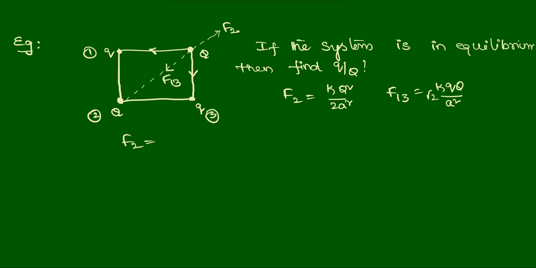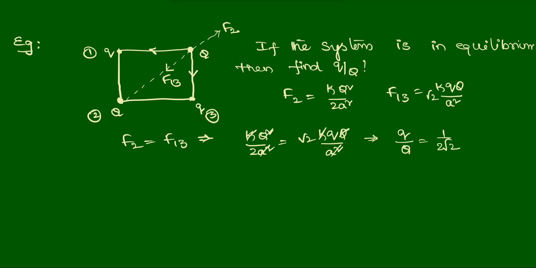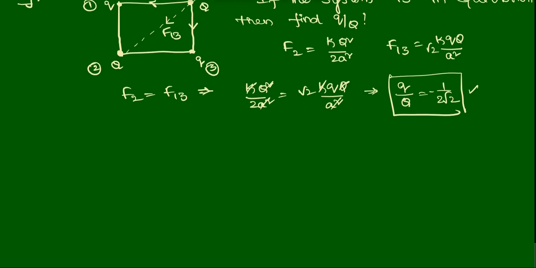So as it is in equilibrium, F2 must balance F13, so k q square by 2a square will be equal to root 2 k Q q by a square. q gets cancelled, a square gets cancelled. We'll have q by Q equal to 1 by 2 root 2. With sign, I have to keep a minus sign, because if one charge is positive, the other two charges are negative. So now these are some models based on Coulomb force.